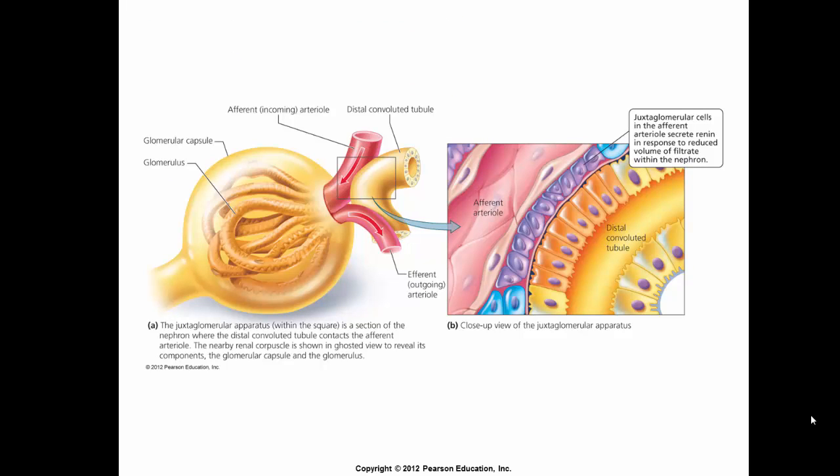This shows the location of the afferent incoming arteriole and the juxtaglomerular cells in that afferent arteriole, which secrete the renin in response to reduced volume of filtrate within the nephron, which is going to cause more sodium to be reabsorbed, thus more water.